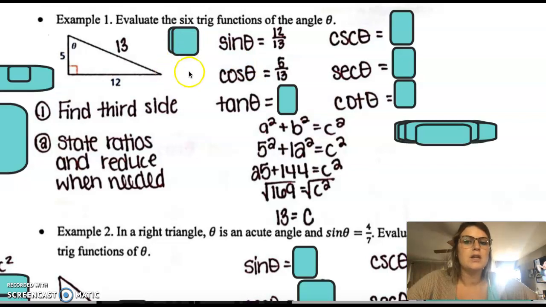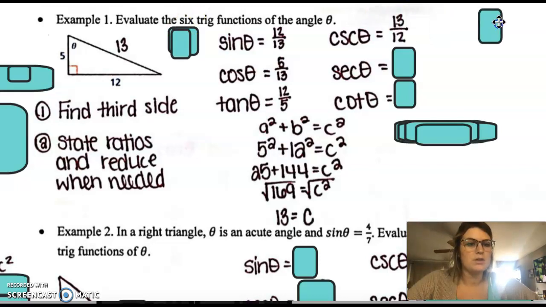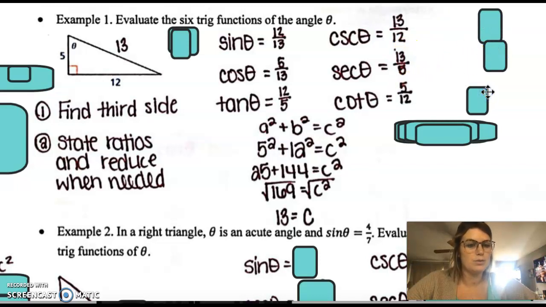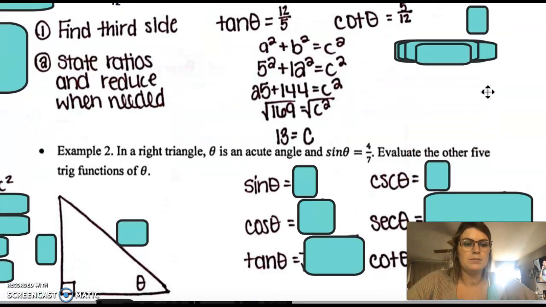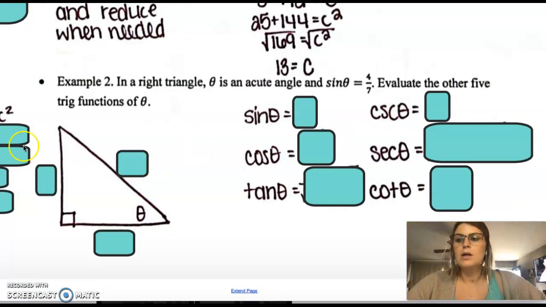And then tangent is opposite over adjacent, so from theta, 12 is opposite, 5 is adjacent. So we get 12 over 5. To get the next 3, we just flip these. So this is 13 over 12, 13 over 5, and 5 over 12. That's example 1. Pause it as you need to.